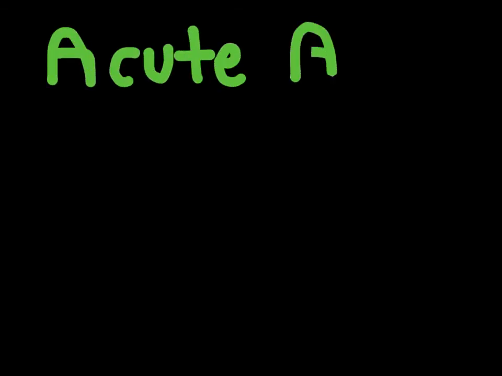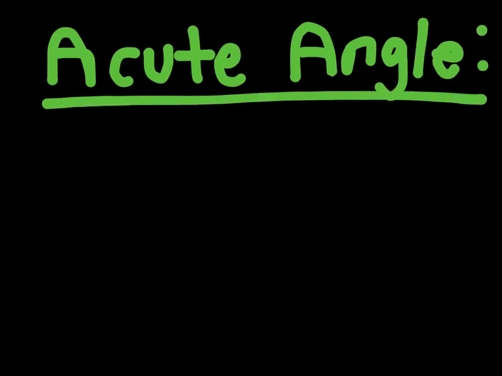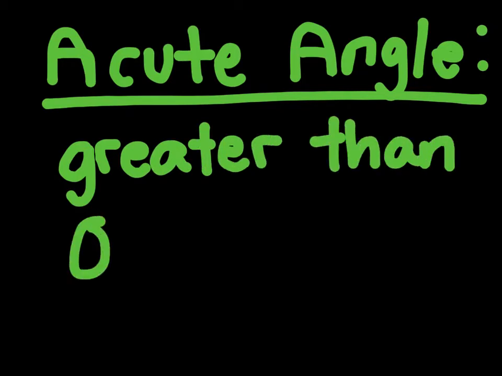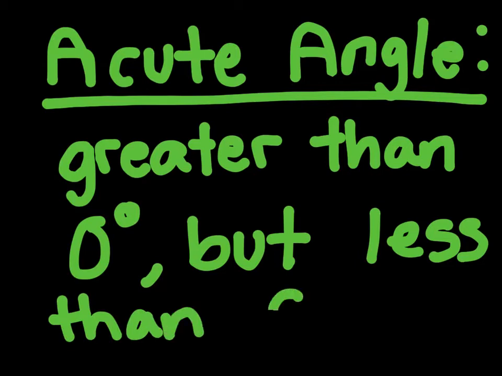Alright, so our third type of angle is called an acute angle. An acute angle is any angle that is greater than 0 degrees, but less than 90 degrees. Okay, so on the next slide I'll give you guys a few examples of acute angles.